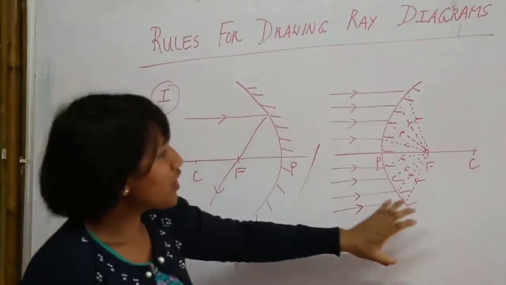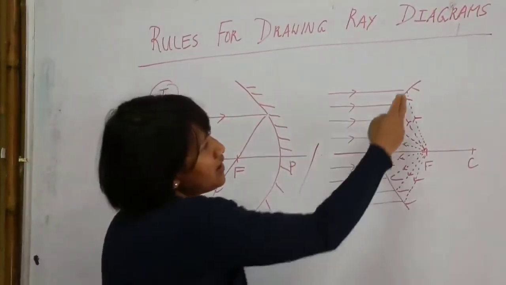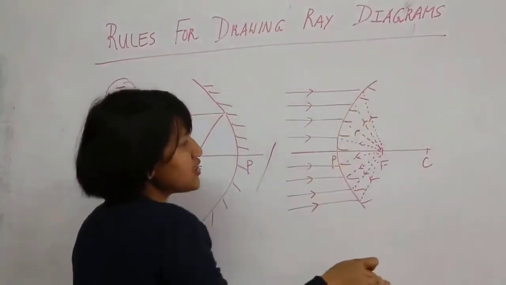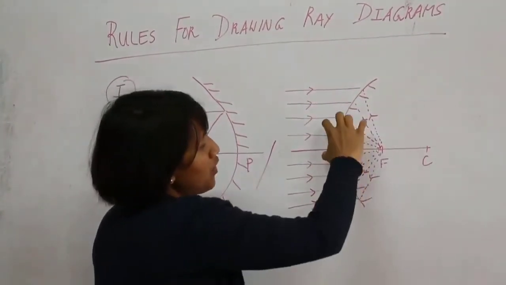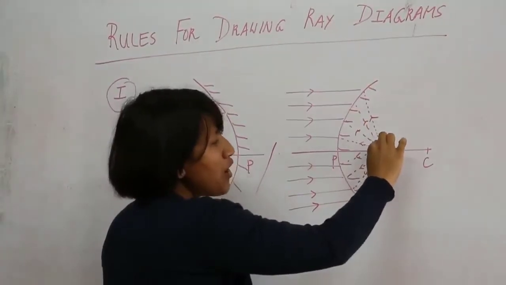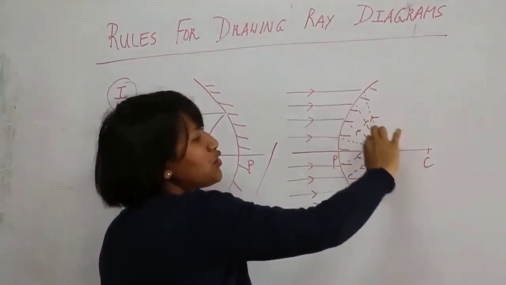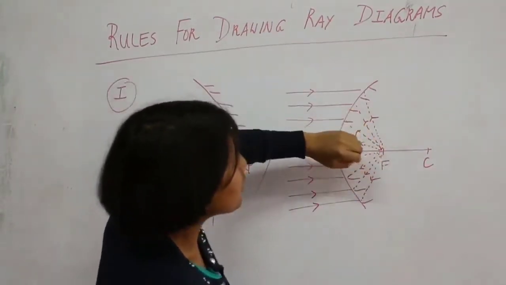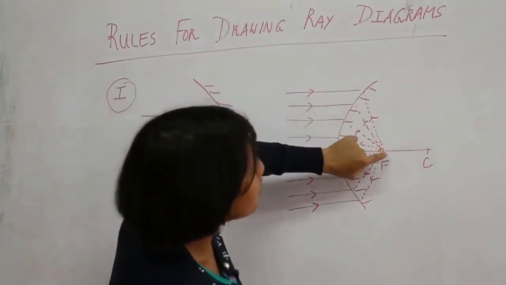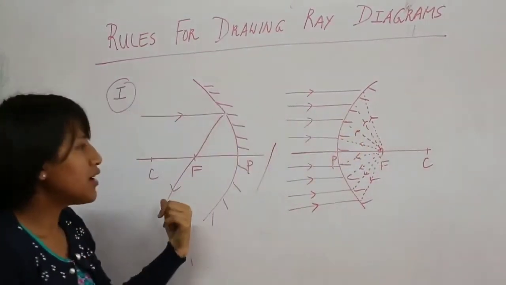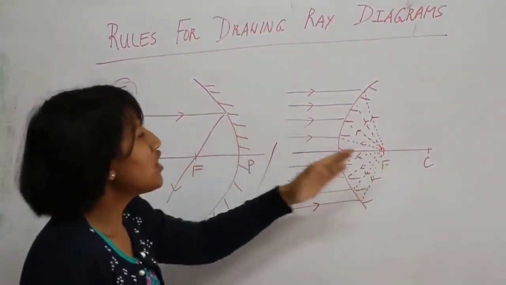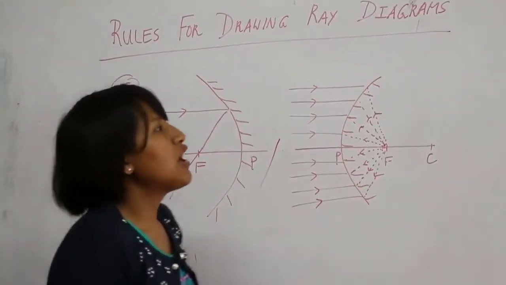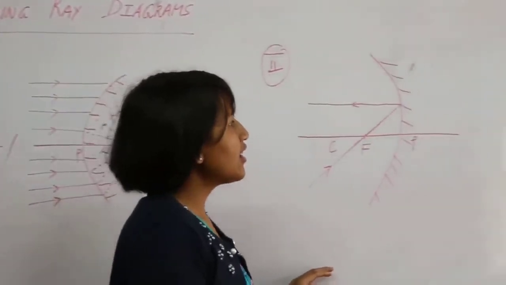But for a convex mirror, when the parallel beam of light strikes this reflecting surface, they will appear to meet at the focus. Actually, it's like coming out from the focus. Here also it passes through the focus, but here it actually meets at the focus, while there it only appears to meet.